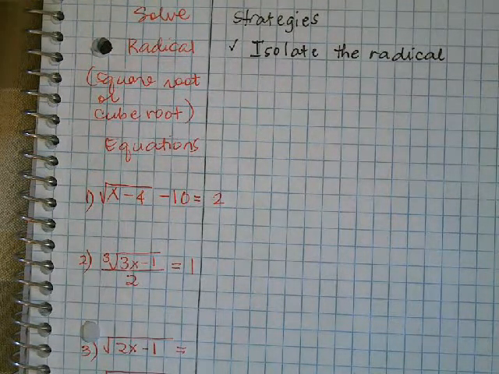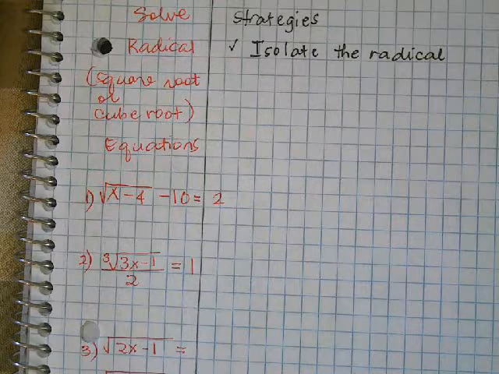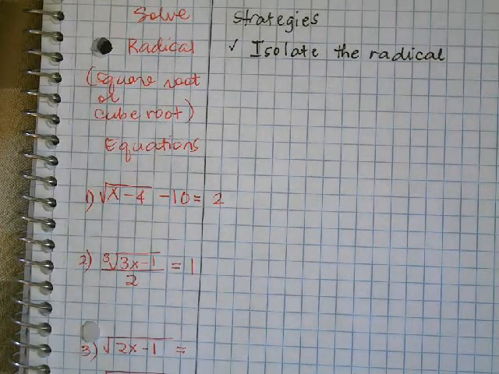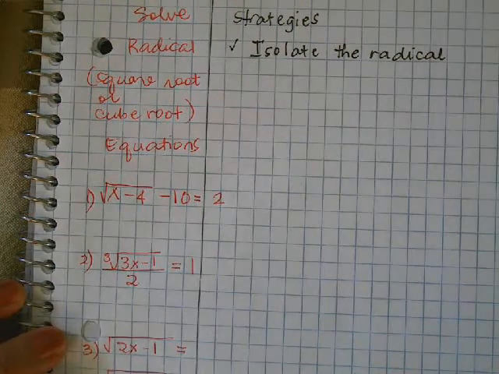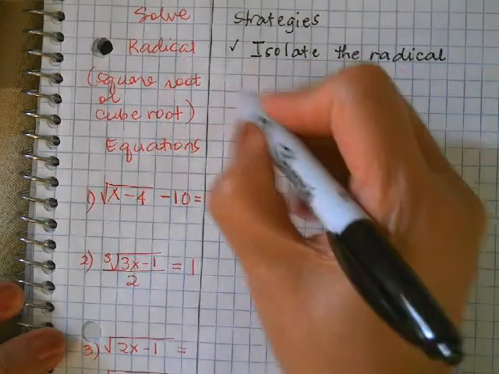Okay, we've come to the last type of equation that we're going to solve, the radical equation, and we're going to use only square root or cube root. How to solve equations with square root and cube root. So one strategy is to isolate the radical. What do we mean by that?